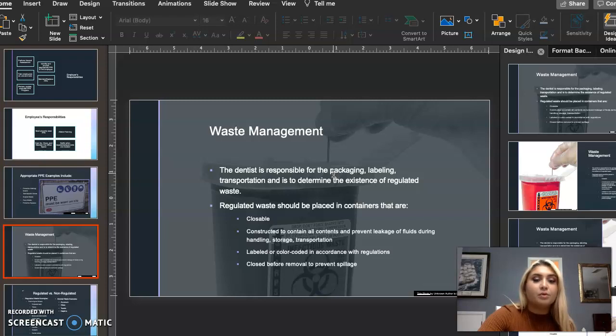They should be labeled or coded in accordance with the regulations and should be closed before removal to prevent any spillage that may occur.